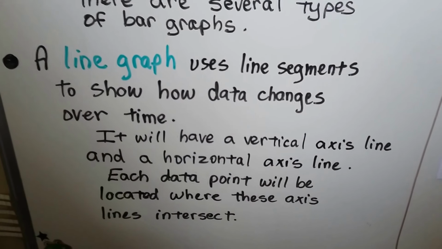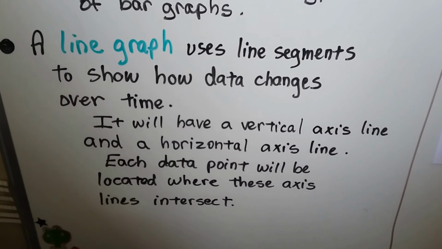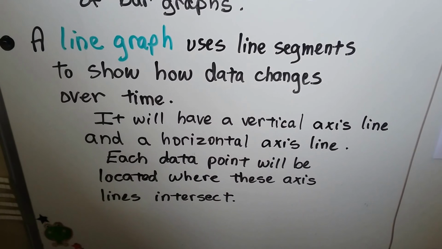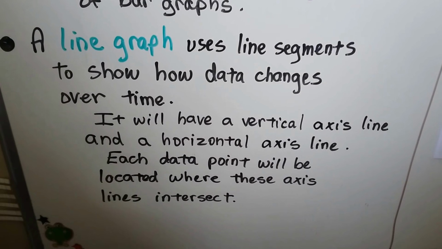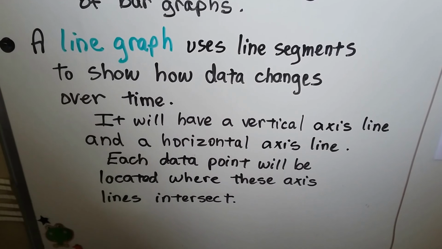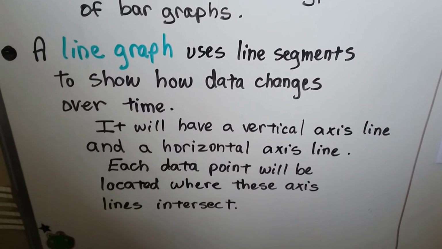A line graph uses line segments to show how data changes over time. It'll have a vertical axis line and a horizontal axis line, and each data point will be located where these axis lines intersect. So let me show you some bar graphs.